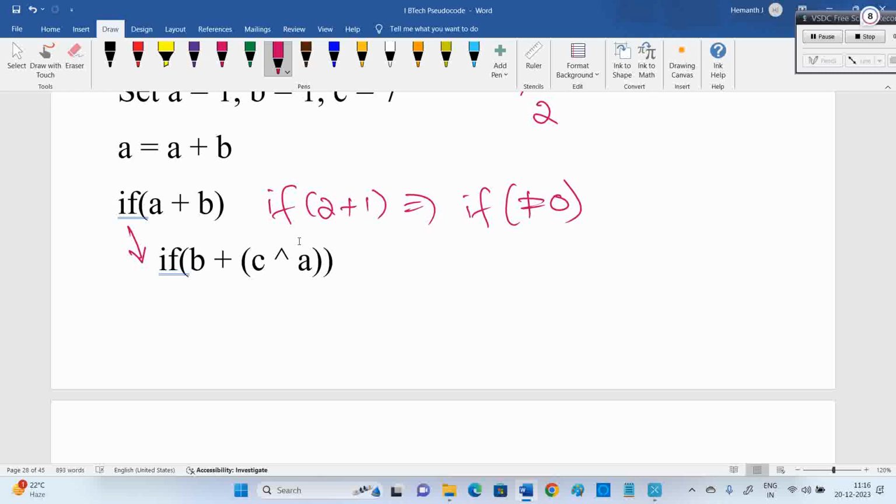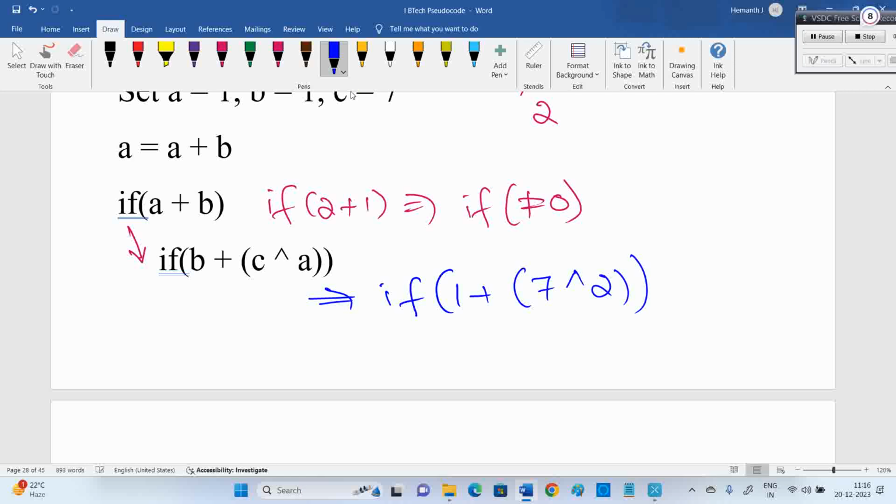B plus, in brackets, C XOR A. You have to do the XOR operation of C with A. For this purpose only, I just now explained XOR and all. But the bypass point, listen. This second one I am talking about: B value is how much? 1, plus C value 7 XOR 2.